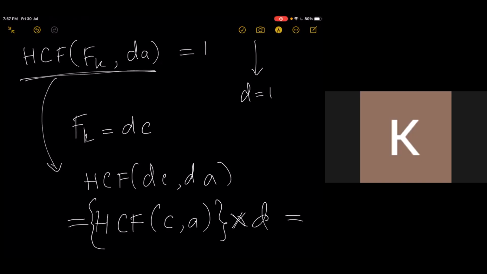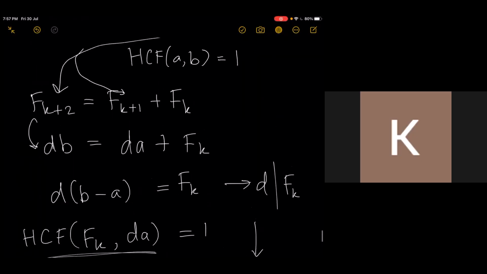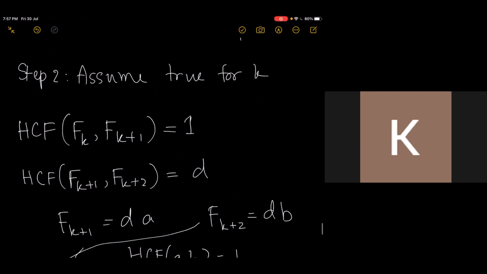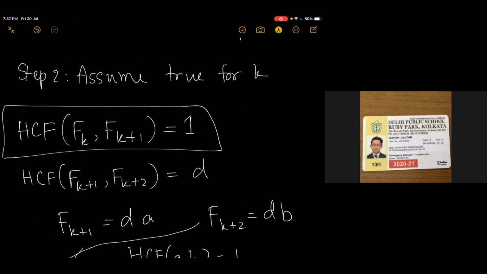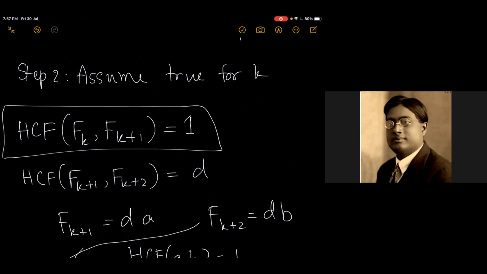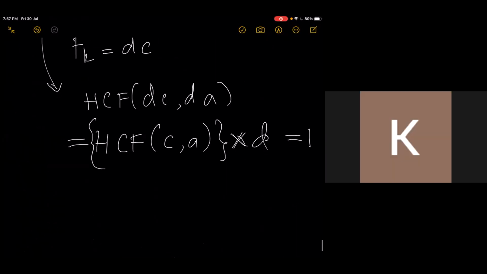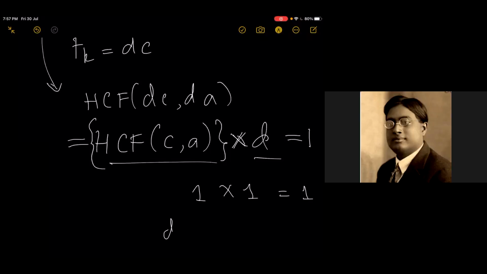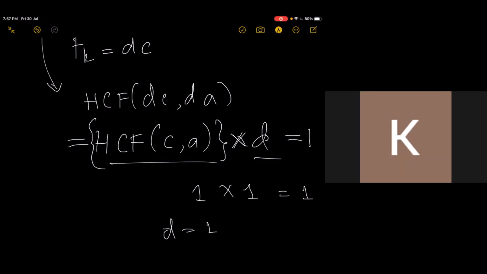But this entire thing is 1, which we have assumed in our induction hypothesis only, right? Yes, sir. So this is also 1, this is also 1, because they are positive integers, so both must be 1, and 1 into 1 equal to 1 only. This is the only possibility. Hence d is 1. Sir, can I tell another thing? Yeah, go on.